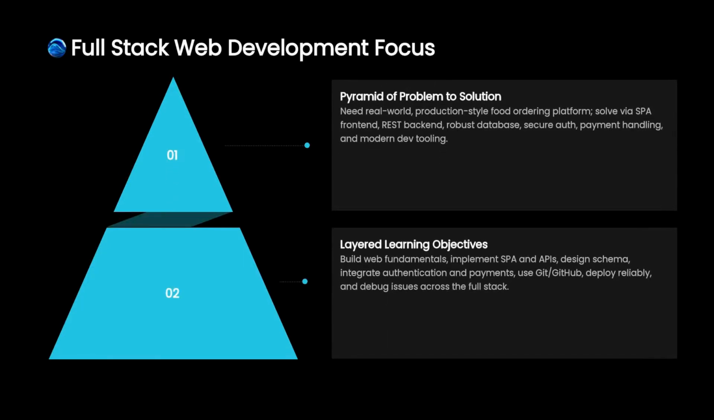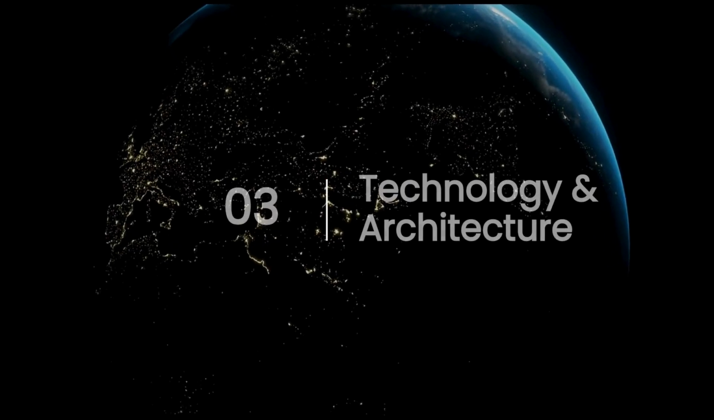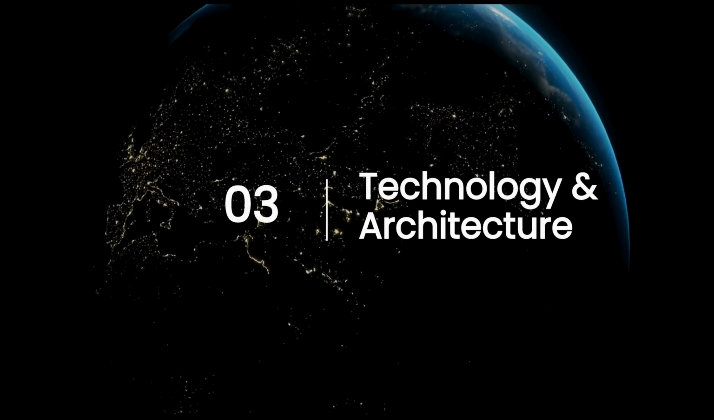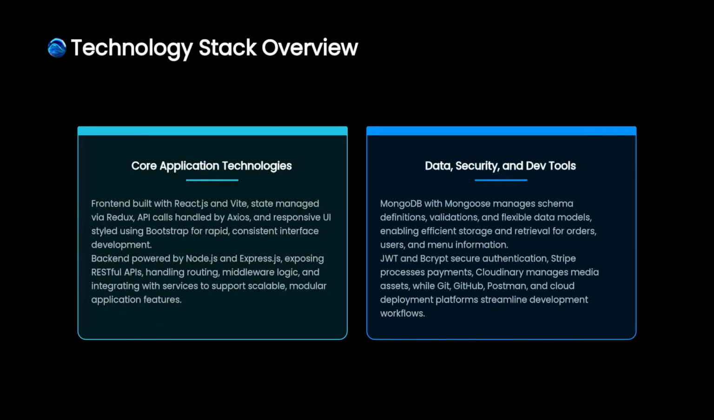The front end was developed using React.js, Vite, Redux, Axios, Bootstrap, and CSS. So in that case, we will talk about technology and architecture. As I said, the frontend was developed using React.js, Vite, Redux, Axios, Bootstrap, and CSS.